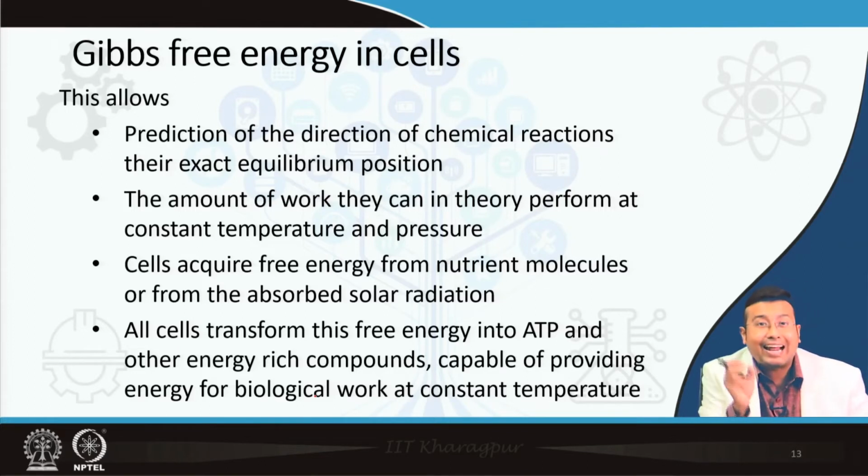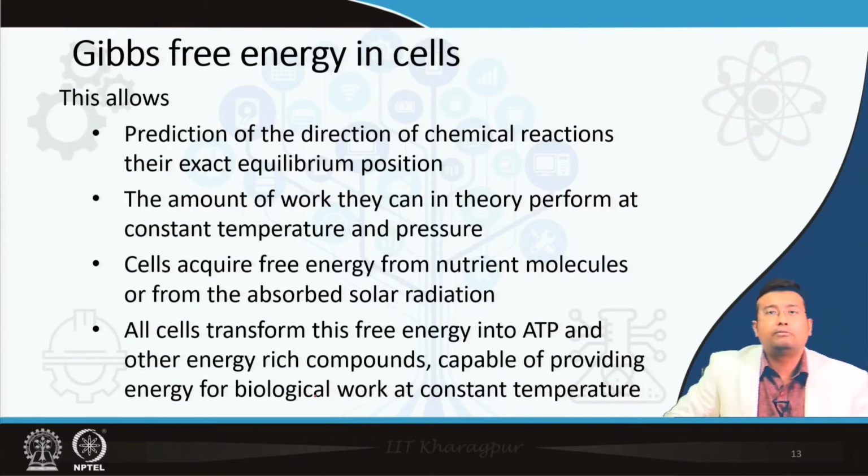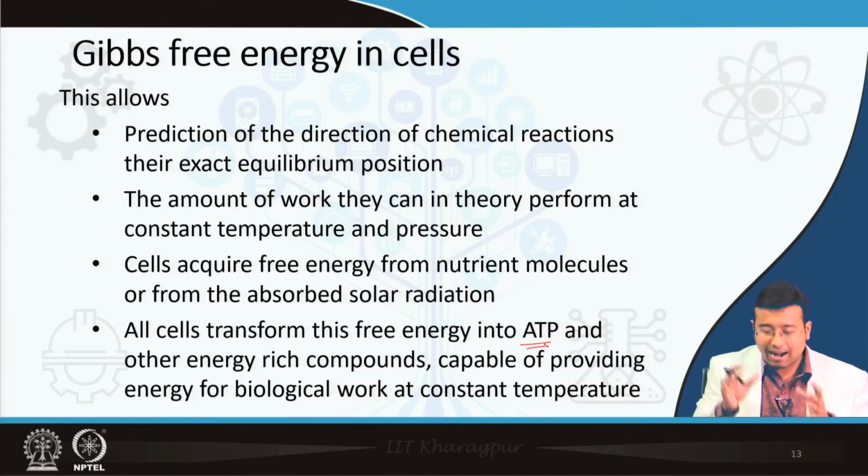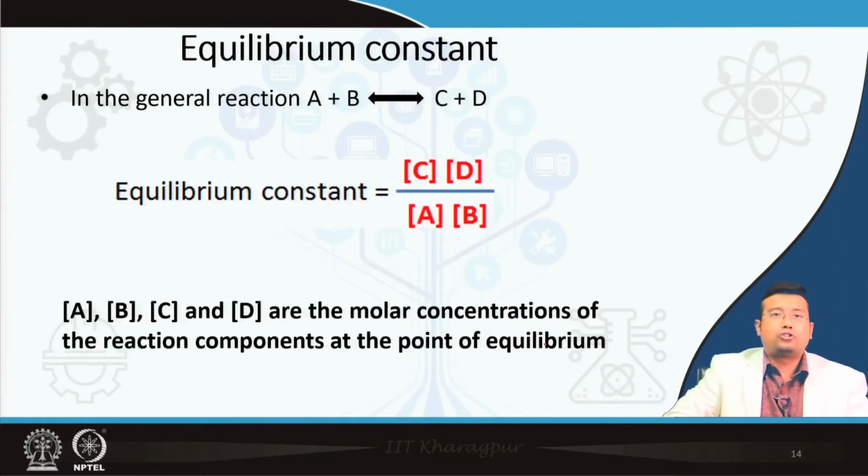And how does the cell at the individual level gain the Gibbs free energy? There are multiple sources, such as nutrient molecules and solar radiation. Considering a plant, they gain energy from photosynthesis. And what they do is transform this free energy into a form which they can readily use, and this is actually ATP, adenosine triphosphate. This is the ready-made energy currency that can be used by a biological cell for performing multiple reactions and phenomena. And since the biological cell is at a constant temperature, the laws of thermodynamics will also hold true.